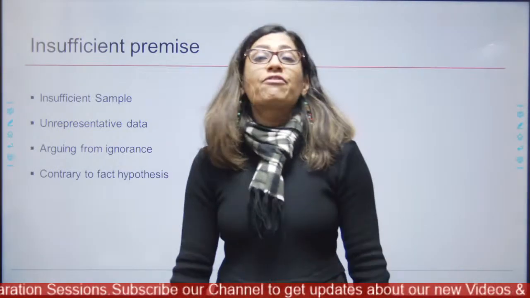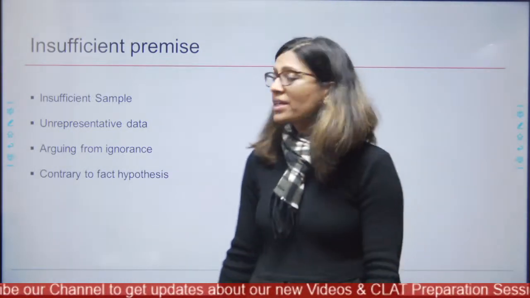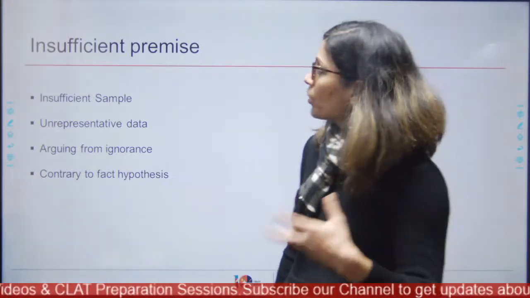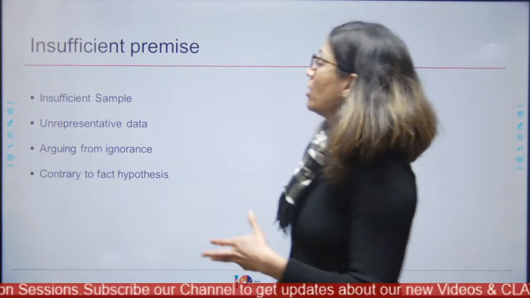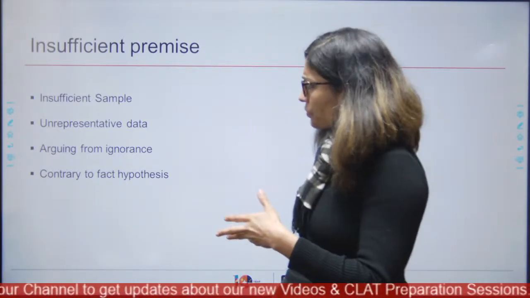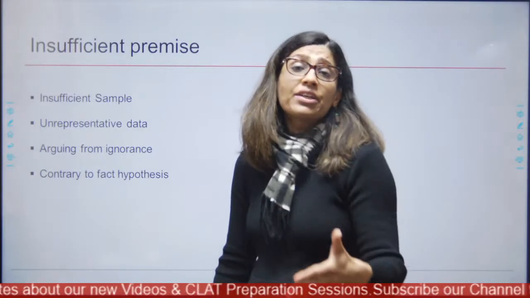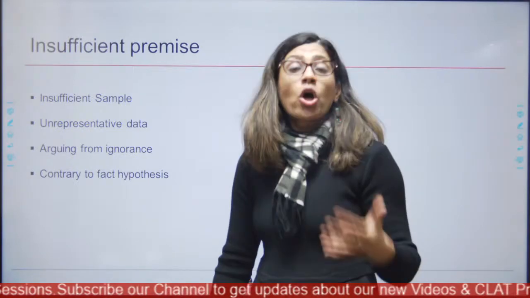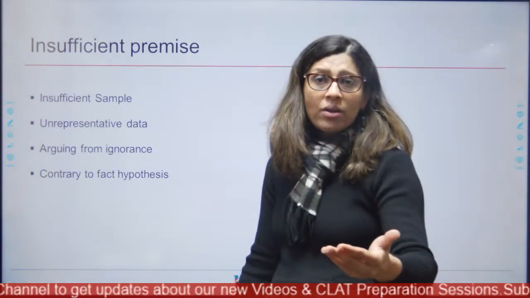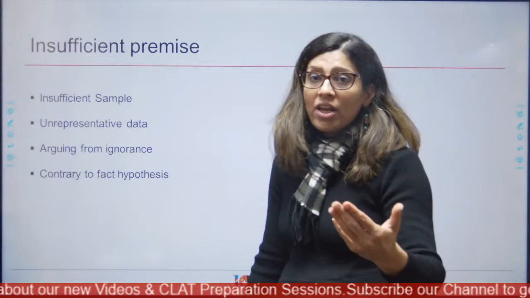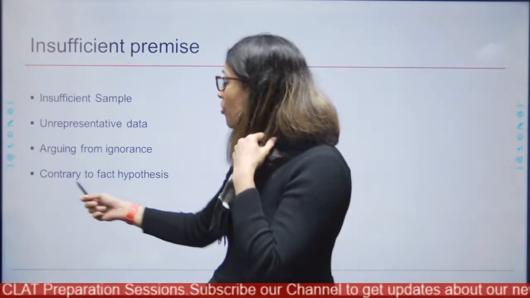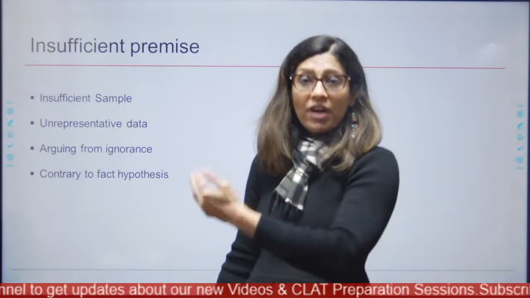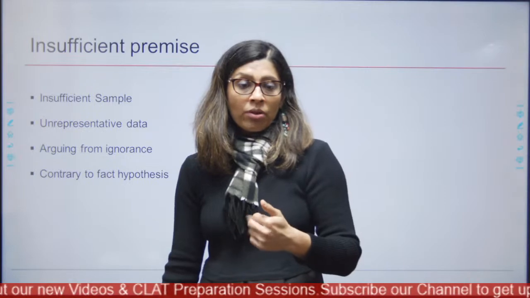Next we come to insufficient premise. Under insufficient premises we have data related fallacies. So one would be that the sample size is insufficient, or the sample is fine but it is not representative of the whole area, and arguing from ignorance, not knowing the issue and then making your argument, or being in the dark and then making your argument. We will do this. And contrary to fact hypothesis, a very, very interesting fallacy, will come up in the first round of fallacies that I take up, right?